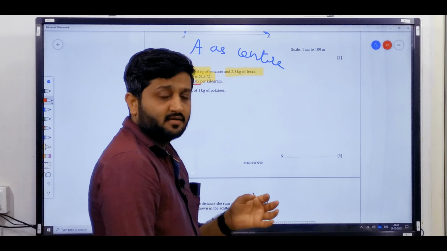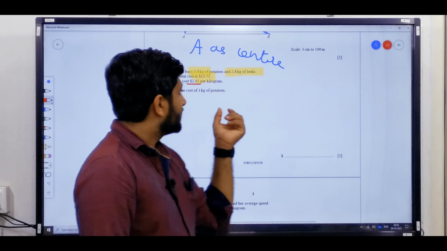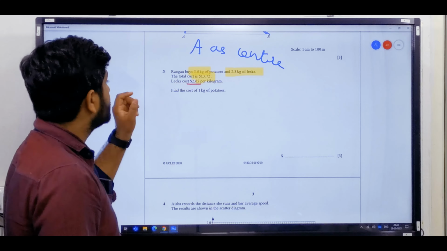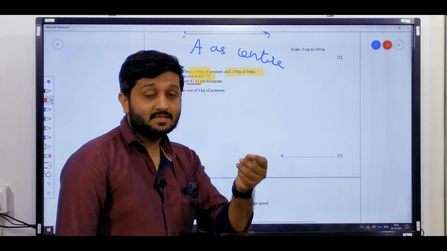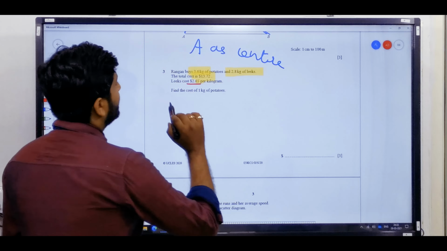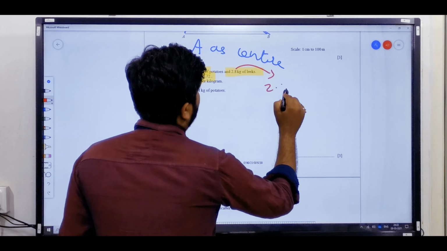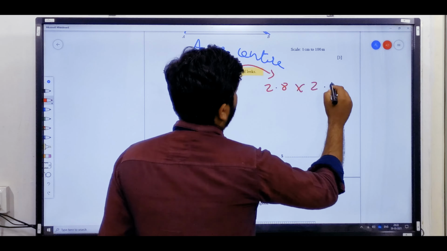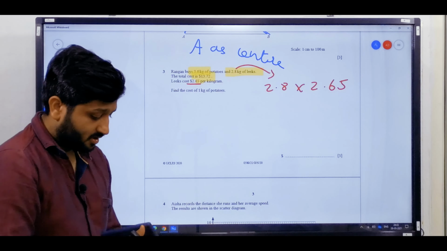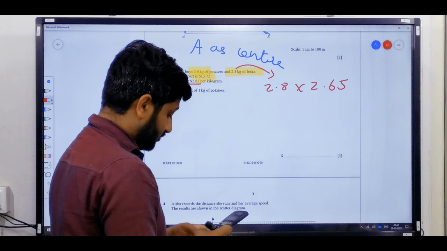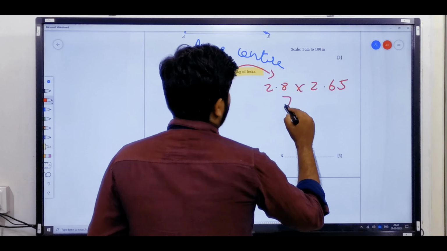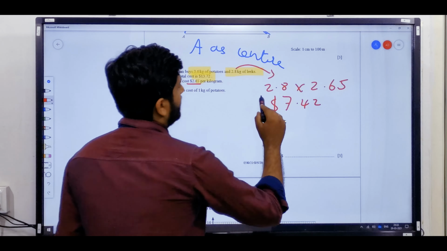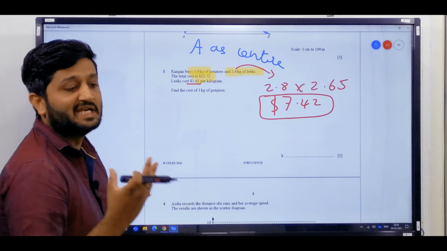So what is given to us? We have been given the mass of potato and leeks and we have been given the total cost. But here we also know the cost of leeks per kg. And how many kg does he buy? He buys 2.8 kg, right? So the total cost of leeks will be 2.8 into 2.65. Let's see what that comes to. 2.8 into 2.65 is $7.42, right? So this is my total cost of leeks.